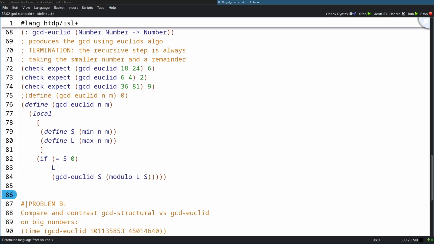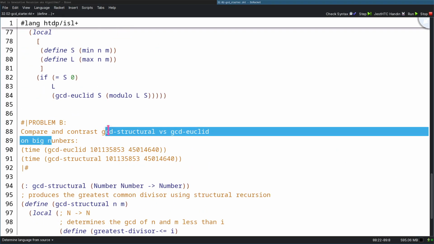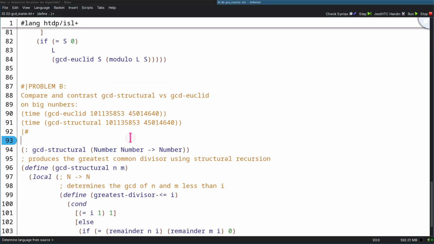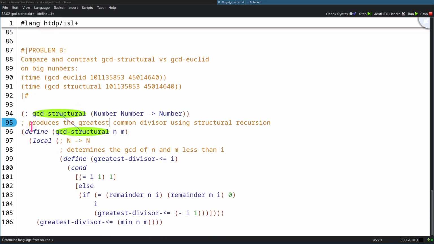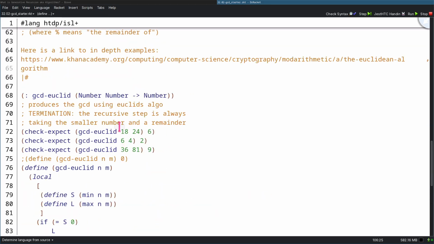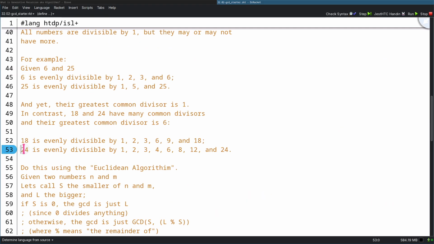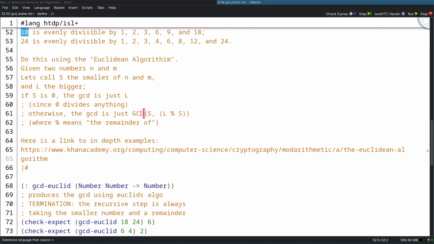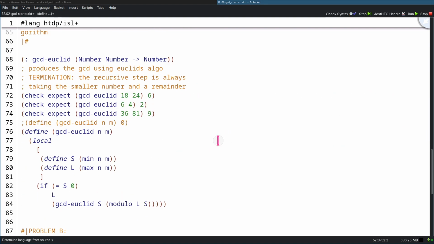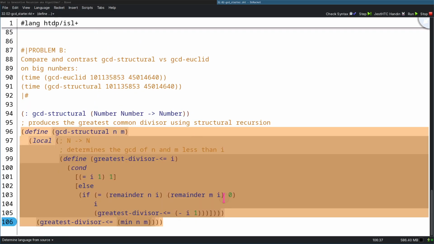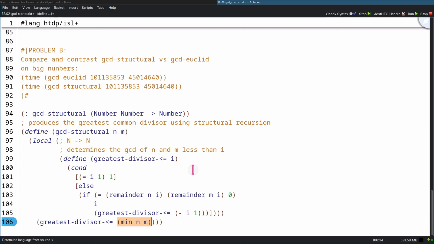All right, so now let's move on to problem B. Compare and contrast gcd-structural versus gcd-euclid on big numbers. So let's actually review gcd-structural. It produces the greatest common divisor using structural recursion. It takes the min of the two numbers n and m. Why does it take the minimum? Well, if we're given two numbers, like 18 and 24, or 50 and 100, we take the minimum because 100 can't go into 50, but 50 can go into 100. 100 is divisible by 50. So we take the minimum of those.